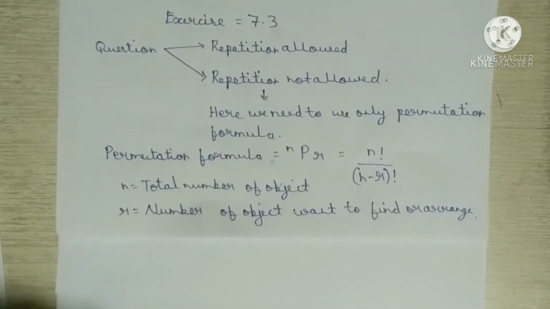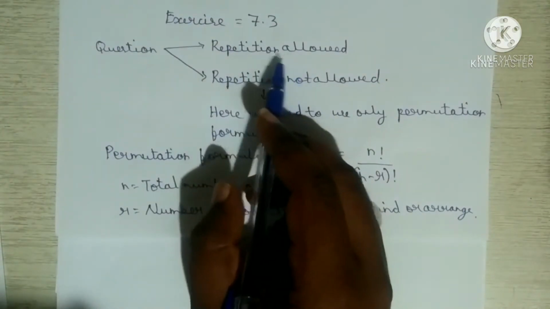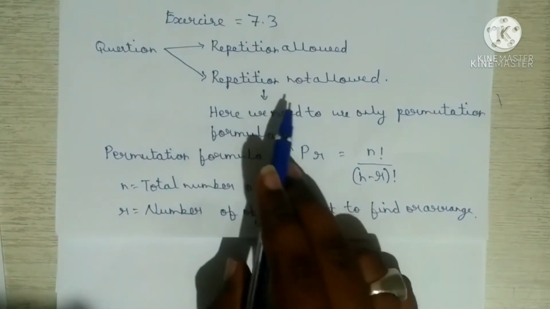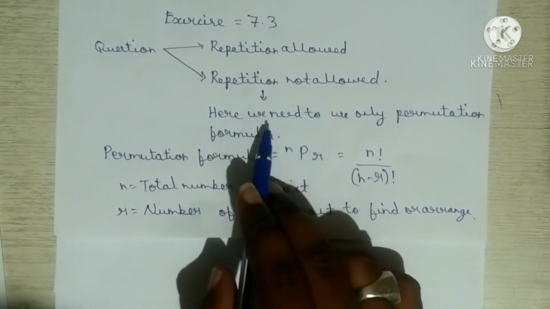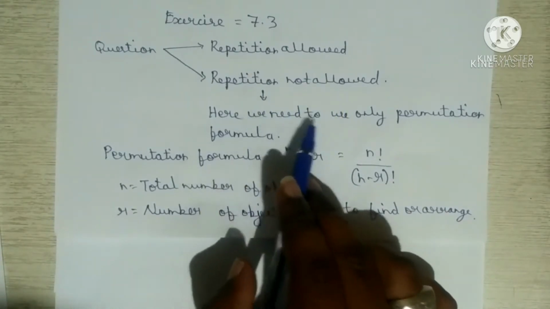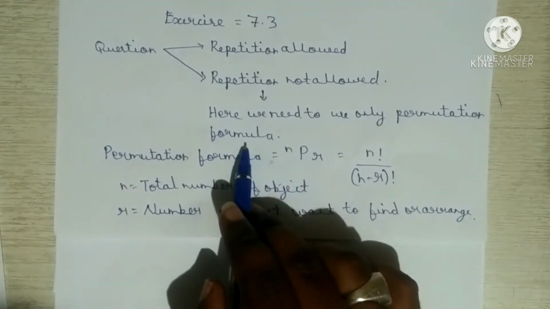Next we'll go with exercise 7.3. The question can be asked in two forms. One is repetition allowed, another one is repetition not allowed. In repetition not allowed, here we need to use only the permutation formula.